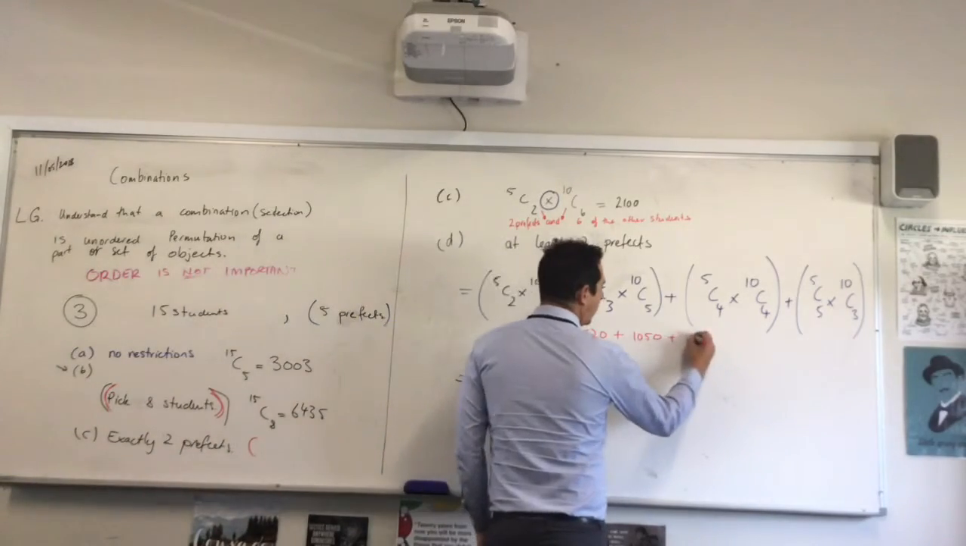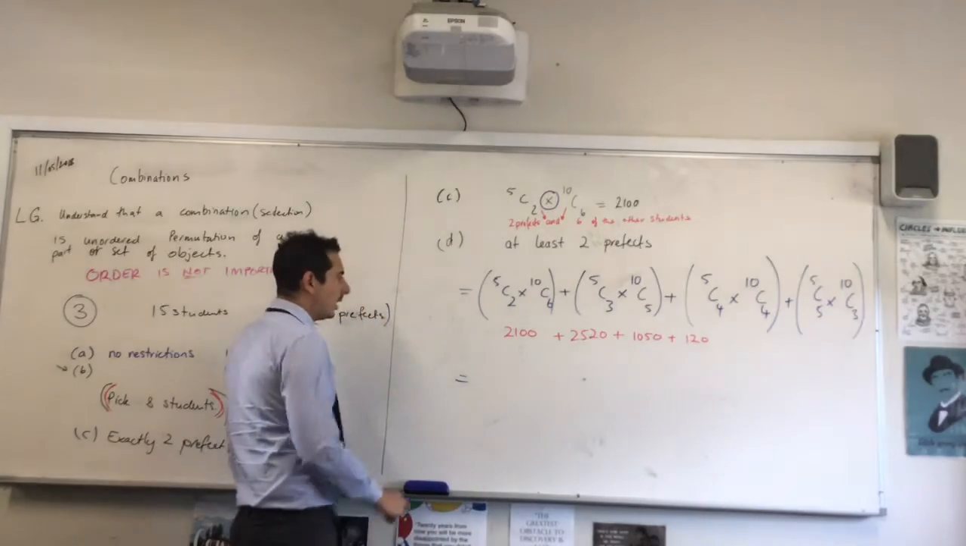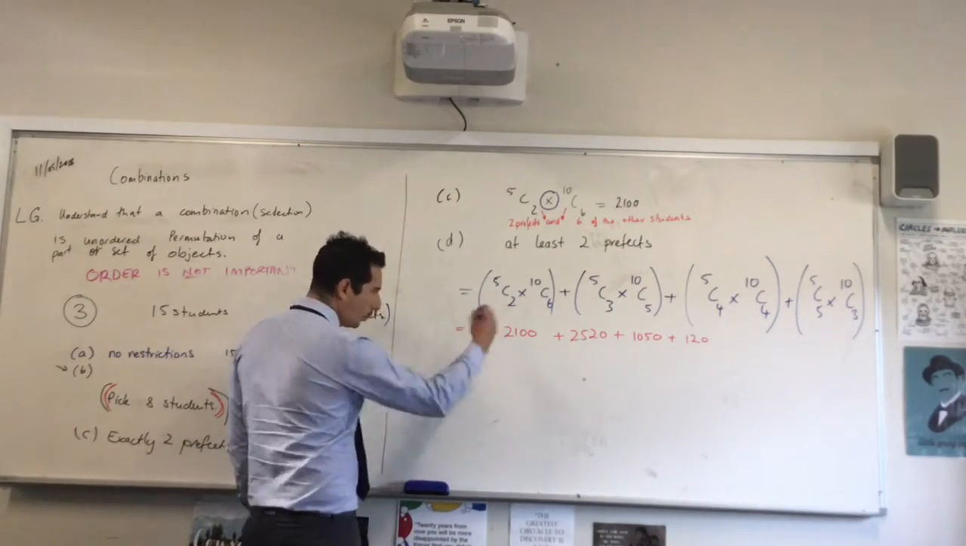10, 50. 10, 50, yeah. 120. So, jeez. Having all 5 prefixes doesn't give you that many combinations. So, and all this equals what?